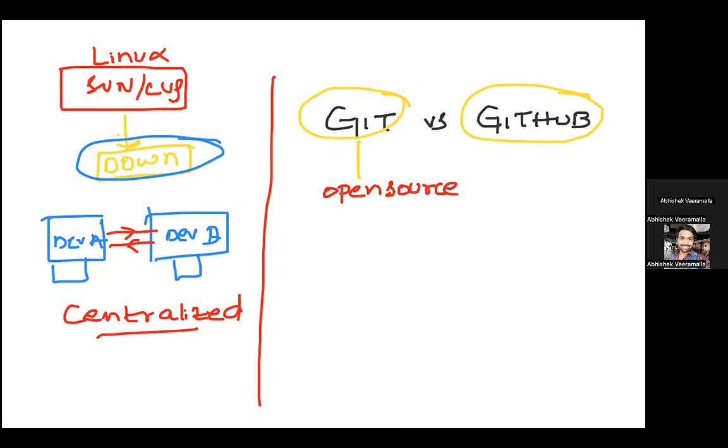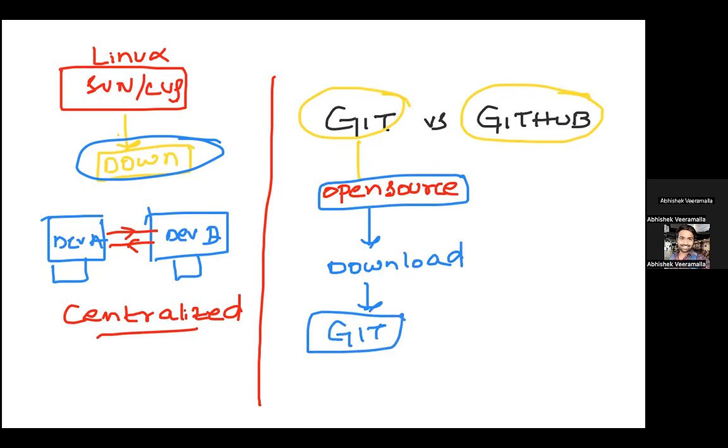So you have your open source thing called Git. What any organization can do is download Git and implement it in their organization. How do you do it? Let's say you can create an EC2 instance. In this EC2 instance, you can install Git, and then you can say that every developer has to commit the changes to this Git server.